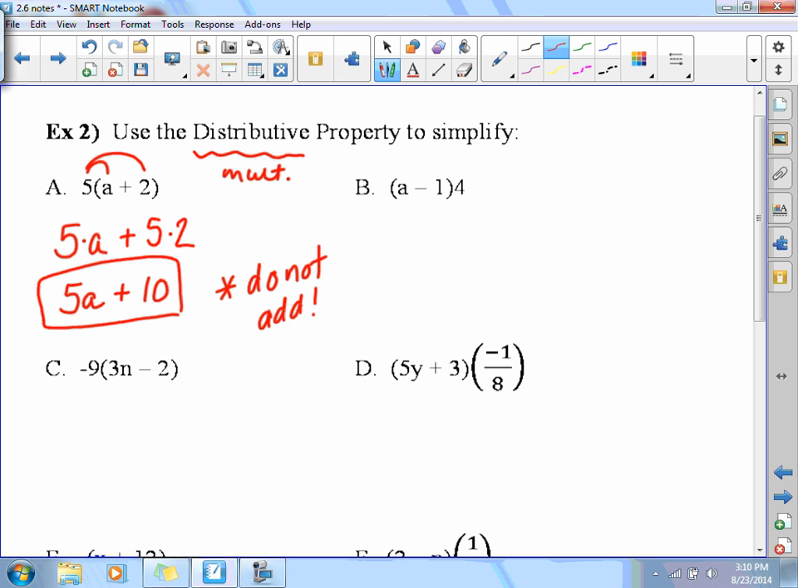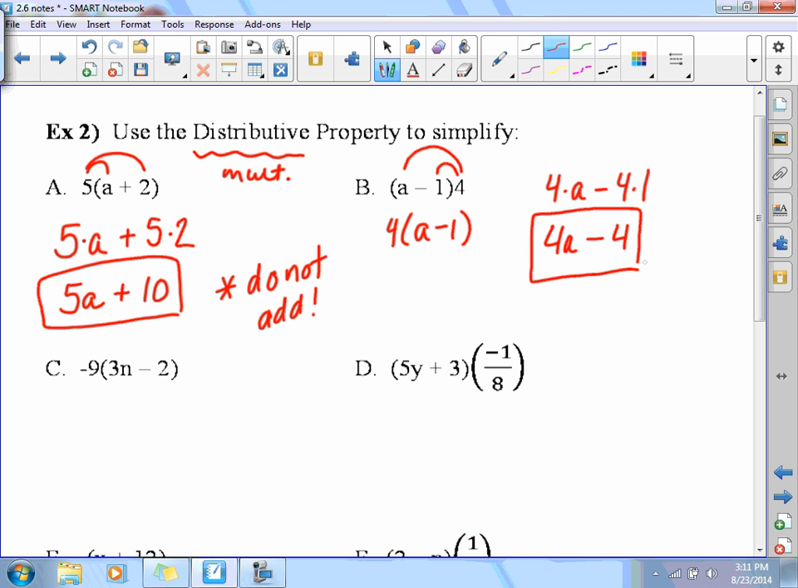Now in part B, oh my goodness, the 4 is written behind the parentheses. But remember, that doesn't matter. And if you want to rewrite it so that the 4 is out in front, you can. Either way, we're going to take the 4 times the A and then the 4 times the 1. So 4 times A minus 4 times 1. I'm going to give everything in the parentheses a 4. So 4 times A is just 4A minus 4 times 1 is 4. And I'm done. Don't combine them. Don't subtract the 4's. Don't write 0A. That's not right. They're not like terms. You can't combine them together.